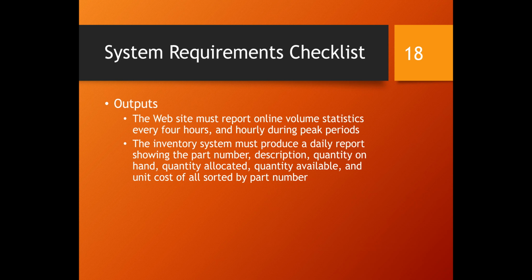Next example: the inventory system must produce a daily report showing the part number, description, quantity on hand, quantity allocated, quantity available, and unit cost of all items, sorted by part numbers. So for the checklist, if we are developing an inventory system, does it produce a daily report? If yes, you tick yes. And does that report show part number, description, quantity on hand, and so on or not? If yes, you tick pass. And the last one, does it sort by part number or not? Because it says all sorted by part number. If it's not sorted, you don't tick pass. But if it's sorted by part numbers, it's passed. So these are checklists that you have to check when you have the output.